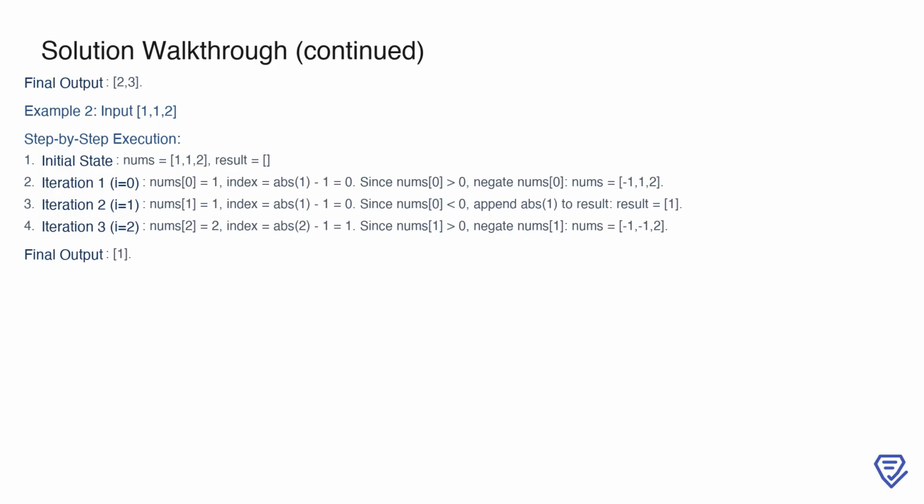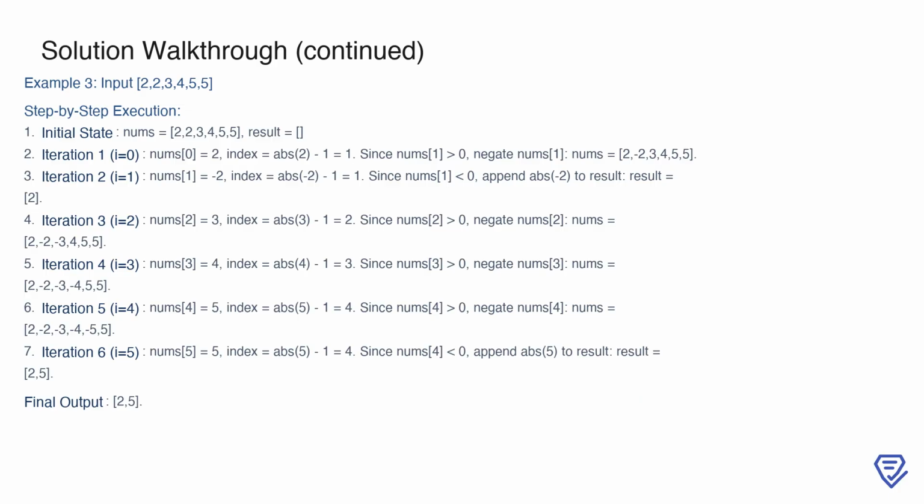For the final number, 2, the index is 1. Since nums[1] is positive, we mark it as visited by negating it, leaving us with -1 -1 2. At the end of this process, the result list contains 1, which is the final output for this example.